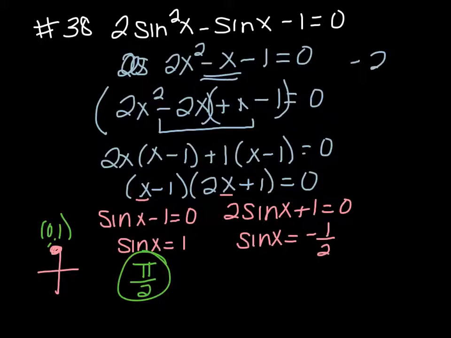Sine of x equals negative 1/2. That's going to happen in quadrants 3 and 4. And if I look at my unit circle, where does sine equal negative half? That happens at 7 pi over 6 and 11 pi over 6.